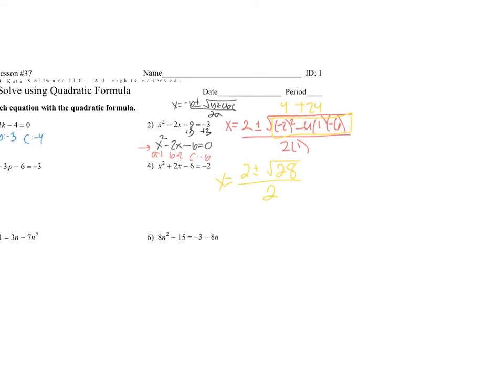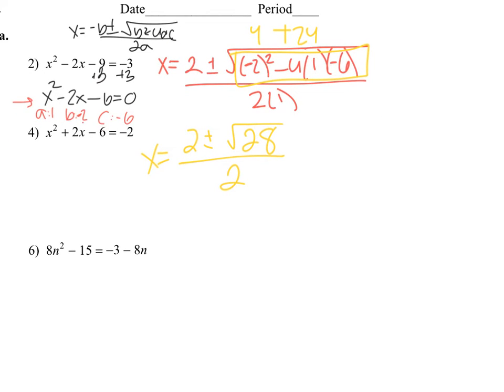Okay. Well, from there, we need to simplify. So the square root of 28. 28 is not a perfect square, so I have to look for factors that are perfect squares inside 28. This would be 4. 4 is a perfect square, and then the other factor is 7. So I'm going to take the square root of 4, which is 2, and then leave the 7. Oh, sorry.